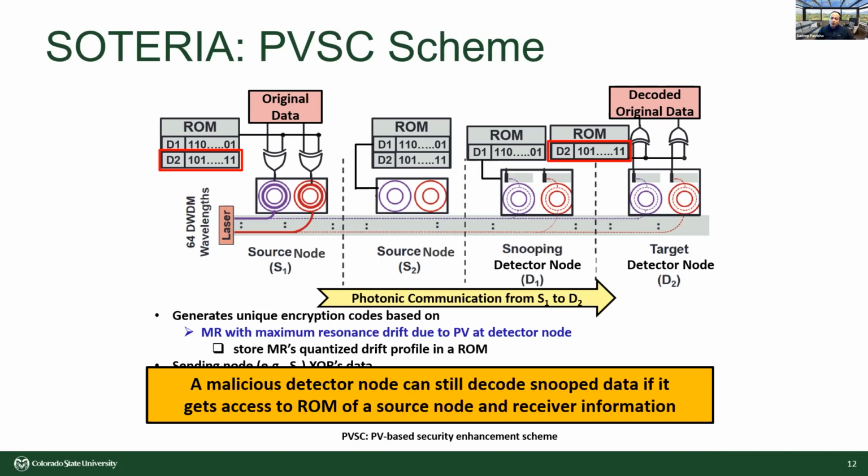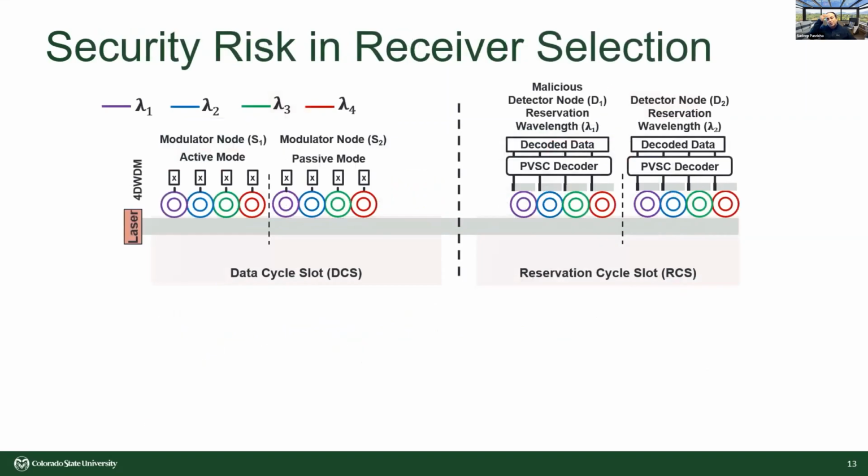However, it's also possible that your hacker can actually decode the snooped data if it gets access to these keys, these codes in the ROM, and if it knows what the destination of that information is, right? Both of these pieces of information are needed in order to get that information, right? So in order to understand this problem, it's important to see how exactly things are organized in today's PNOC architecture.